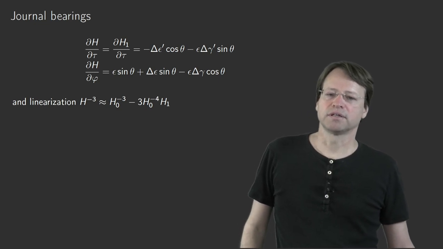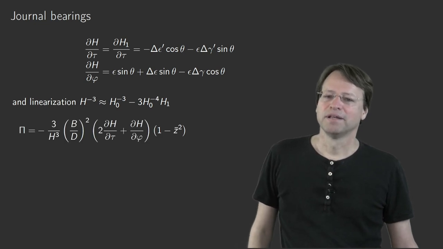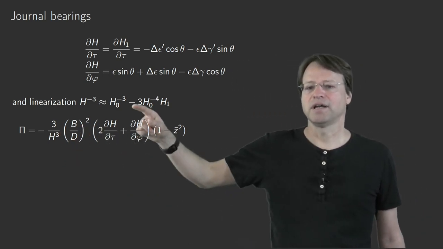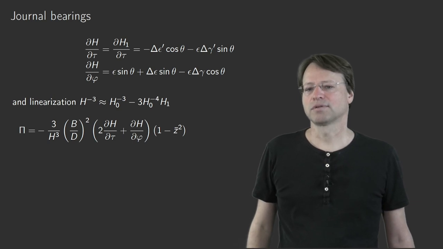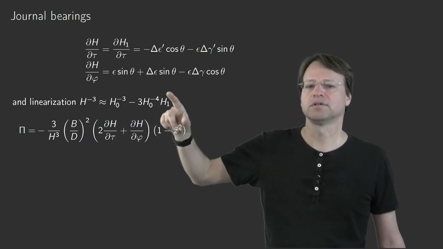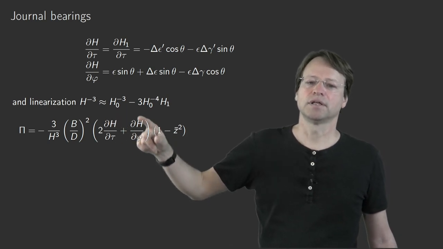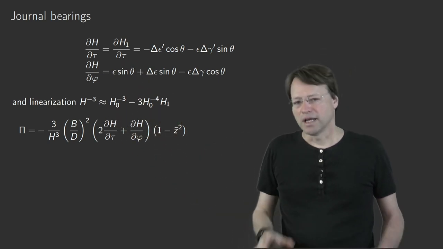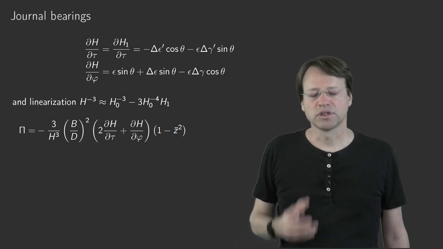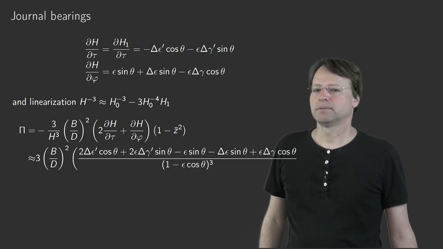We will make use of that result and introduce everything. I'm sorry, it will be a lengthy expression for pi. So this is the expression for pi. You see the h cubed here, which must be replaced by h 0 to the power of 3 and by minus 3 times h 0 to the power of 4 in the denominator, and everything is then multiplied by h sub 1. And we have to replace dh by dt and dh by dphi with the expression we found. And then finally everything should be linear. So we want to get the static pressure contribution and its first order perturbation.